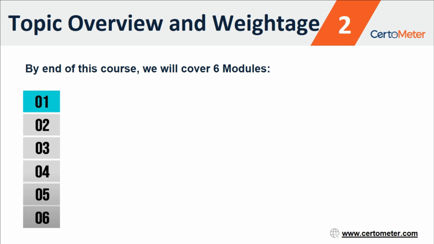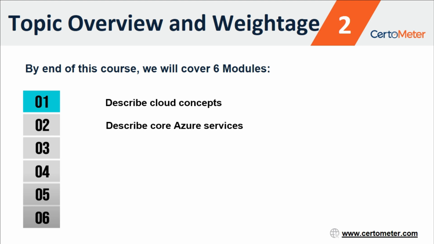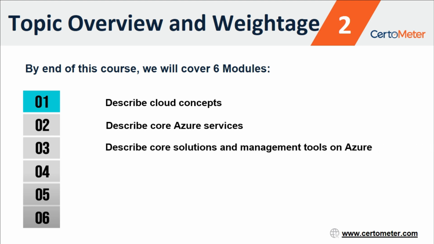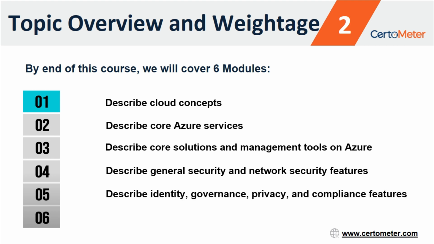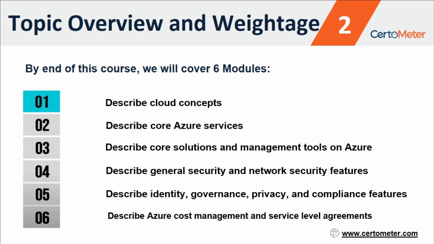So by the end of this course, one should be able to understand what is cloud and how cloud came into the picture. So that is topic 1, describe cloud computing. We will know about core Azure services. We will list some of the core solutions and management tools on Azure. And then we will also go through general security and network security features. Along with that, we will identify identity, governance, privacy, and compliance features. And one of the topics contains Azure cost management and service level agreements with Azure.